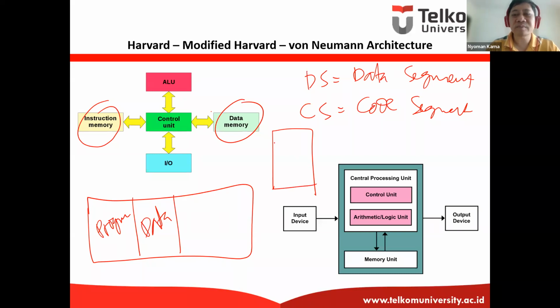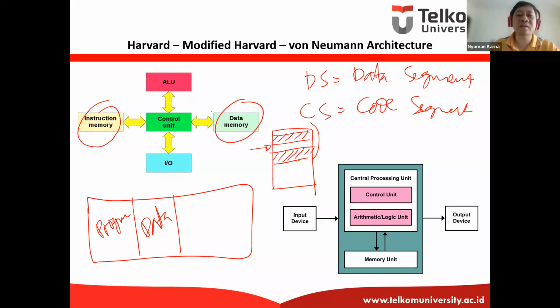If this is the data, if right now the microprocessor accesses this data, then most probably the next data to be accessed is around this data. Maybe this one, or maybe this one. This is what we call locality of data. So we can just take this chunk of memory and put it into the cache memory.